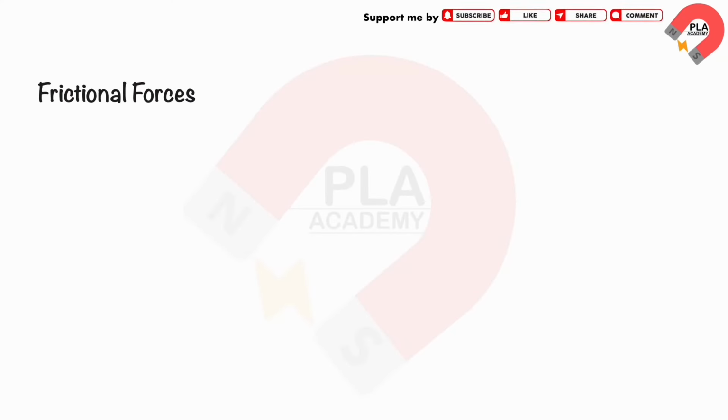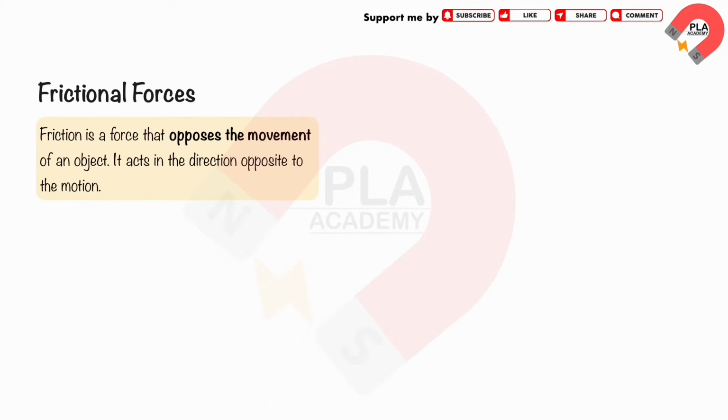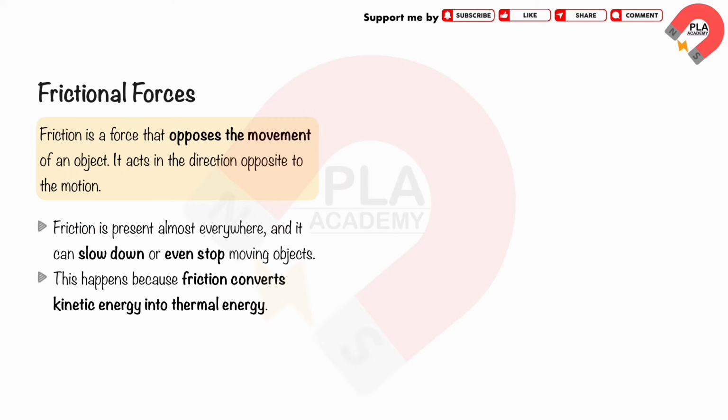Frictional forces. Friction is a force that opposes the movement of an object. It acts in the direction opposite to the motion. Friction is present almost everywhere, and it can slow down or even stop moving objects. This happens because friction converts kinetic energy into thermal energy.